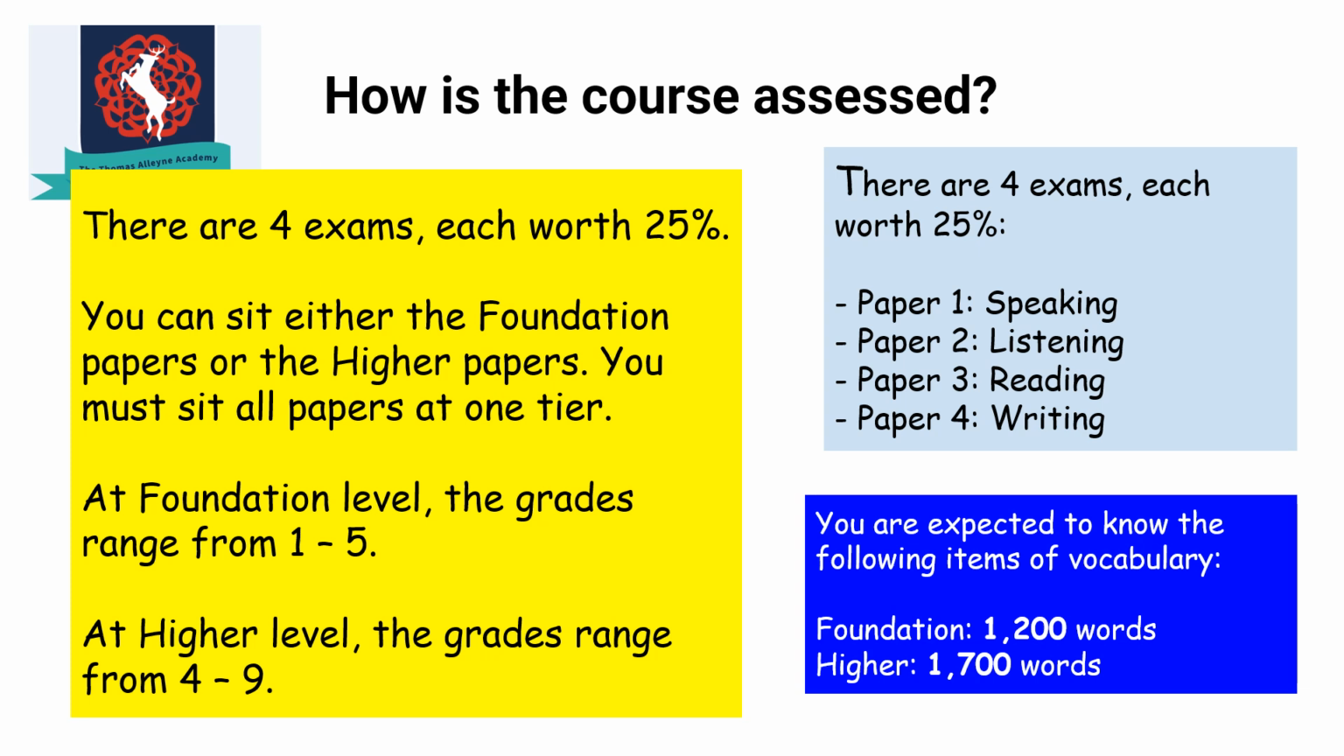Now, there are 2 tiers to this exam. There's the foundation tier and the higher tier. Foundation tier goes from grade 1 to 5. Higher tier goes from 4 to 9. So as you can see, there is an overlap, and we will decide in year 11 which tier you should sit. This will depend on your progress throughout the 2-year course, and also on your target grade.